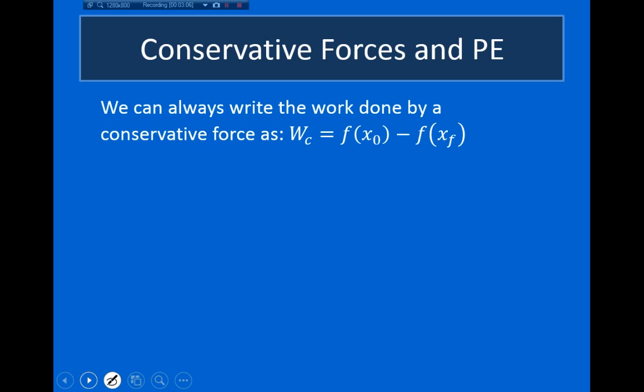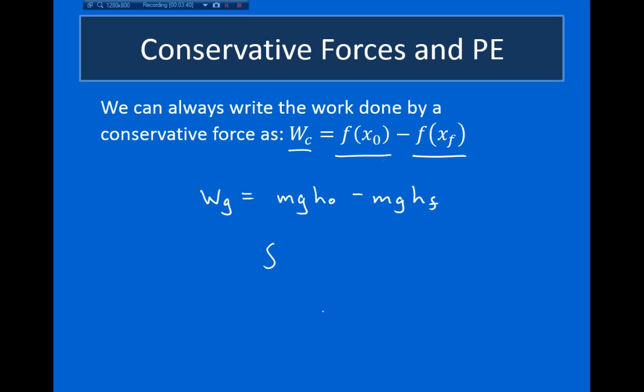So it turns out for any conservative force, we can always write the work that's done by the conservative force as being equal to some function of the initial position minus a function of its final position, right? If it only depends on the initial and final positions, we should be able to write the work that's done by the object like this. So for example, the work that's done by gravity is equal to mg times the initial height minus mg times the final height. So this is a function of the initial position minus a function of the final position. So in the case of gravity, our function of height is equal to mg times the height.